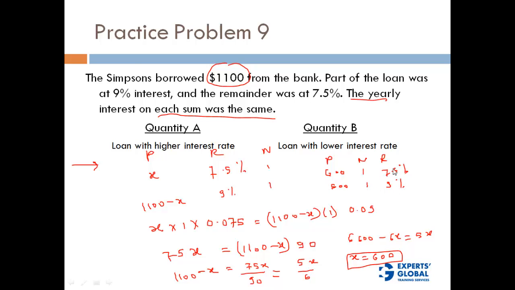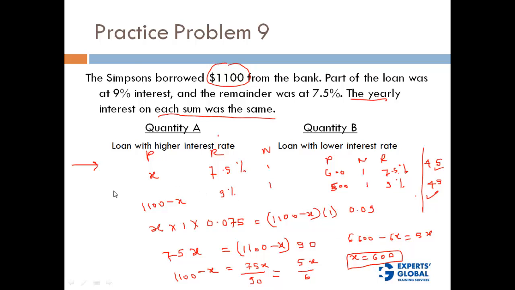Let's see, 600 into 7.5% is going to give you $45. 500 at 9% is also going to give you $45 as interest. So both these values match up. That means these numbers fit in the given scenario, and that is why the answer is correct.